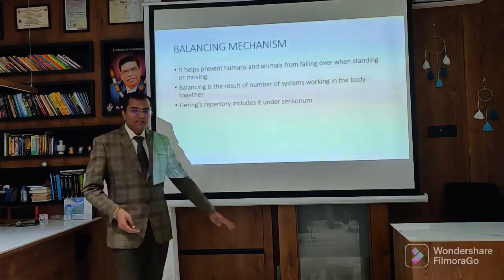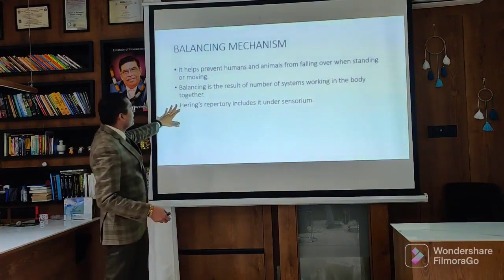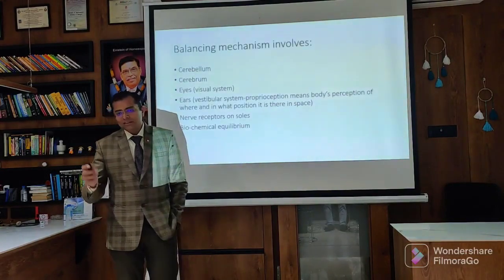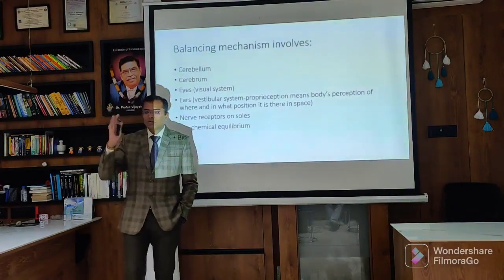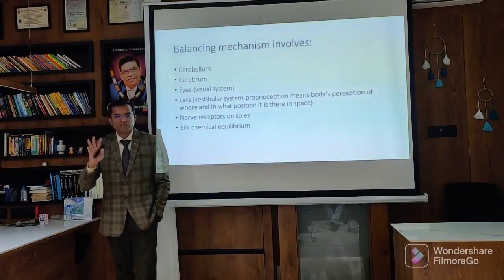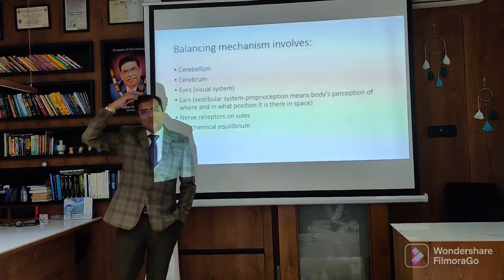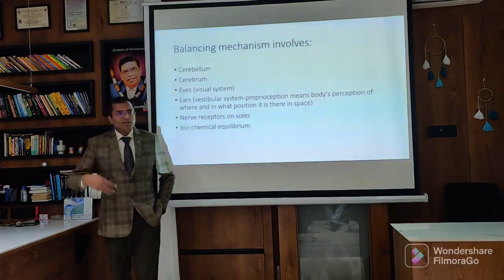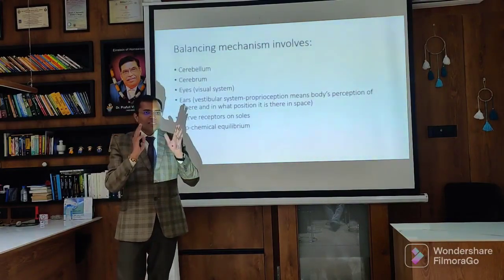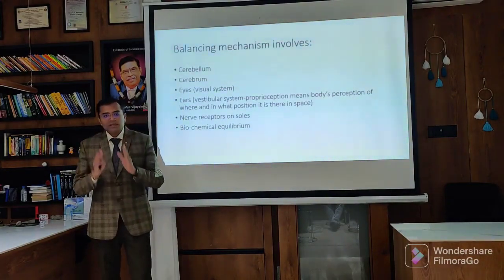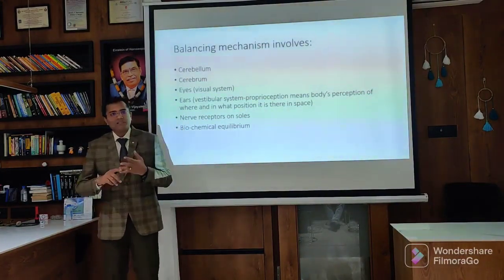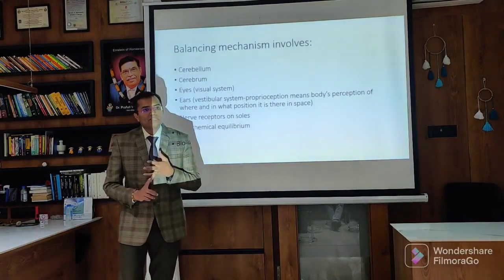Okay. Homoeopathic therapy includes this balancing system in the chapter called sensorium. The balancing mechanism involves control centers. First is the cerebellum, which helps in control. We have the cerebrum, which controls the motor system, our muscles and everything. We have the eye, so the visual system also helps in balancing. We have the ear, which has two components: a cochlear component and a vestibular component.